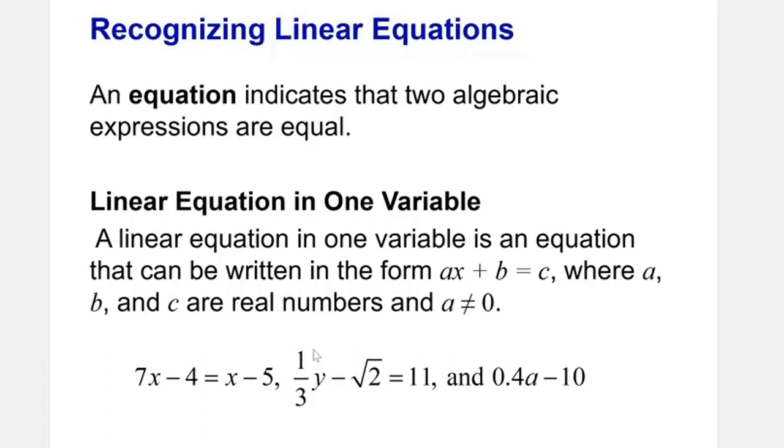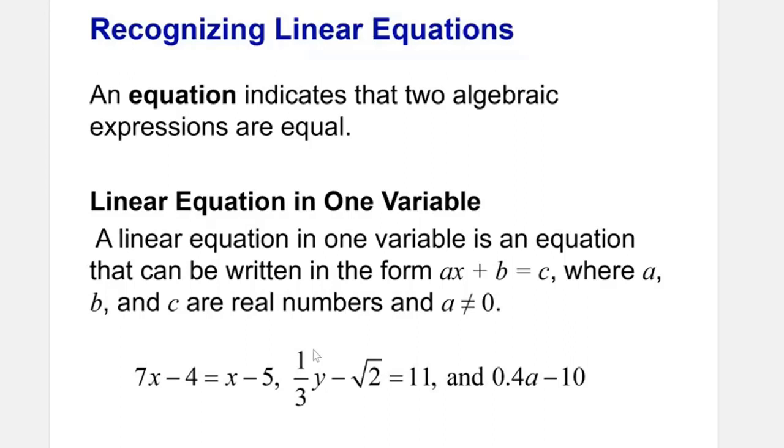An equation indicates that two algebraic expressions are equal. Whenever you see something where you have an equal sign, you call that an equation. A linear equation in one variable is an equation that can be written in the form ax plus b equals c, where a, b, and c are real numbers. And most important, a can't be equal to 0.